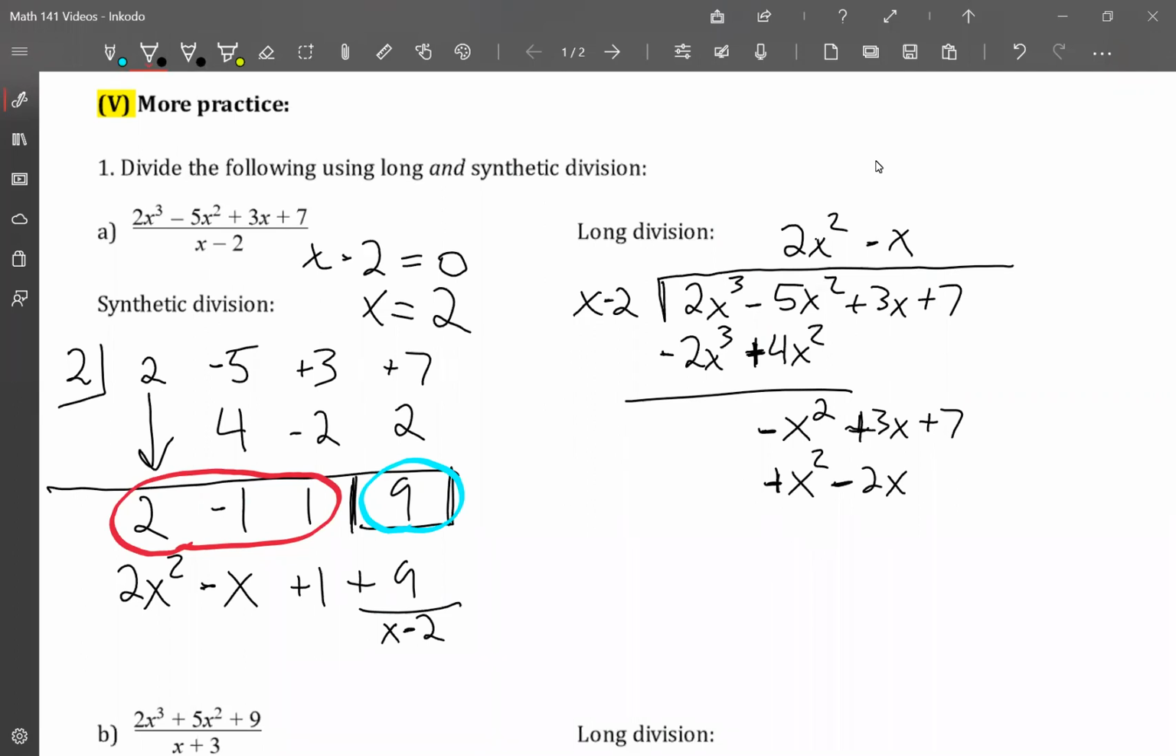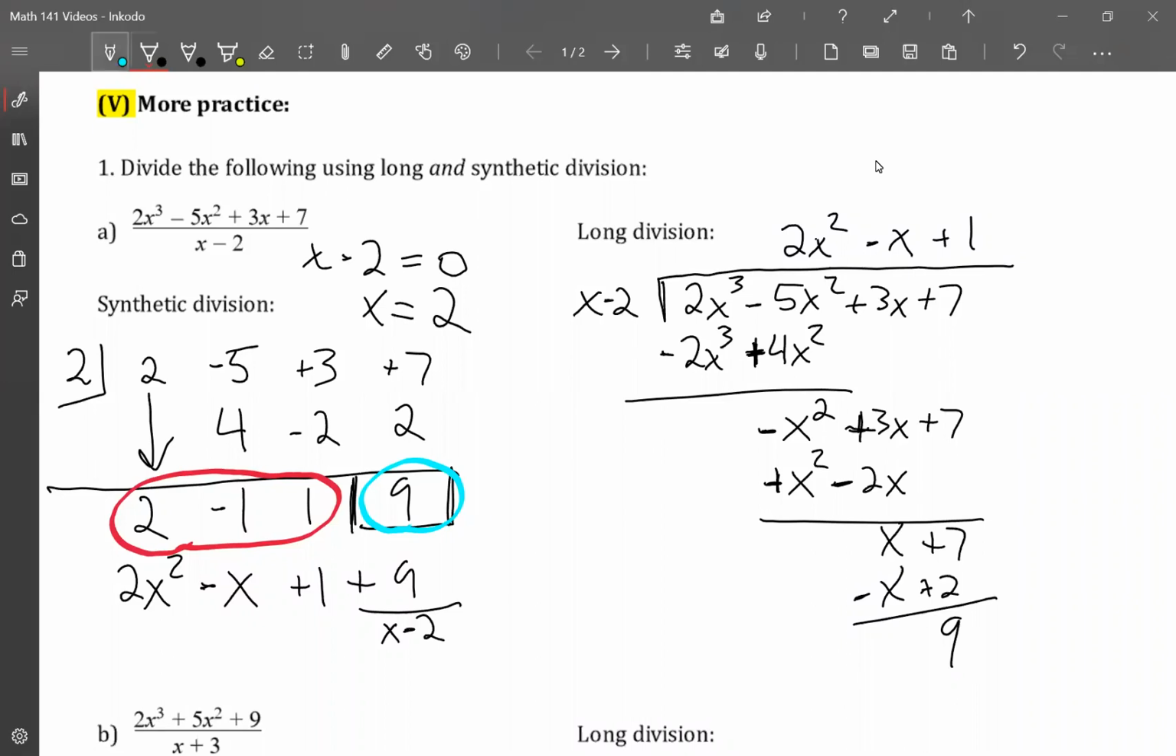Negative x squared plus x squared, 0. Positive 3x minus 2x is x. And we bring down the 7, and we have plus 7. And what do you multiply x by to get x? Just 1, positive 1. X times 1 is x. Negative 2 times 1 is negative 2. And we combine. Distribute in the negative. You have negative x, positive 2. X minus x is 0. Positive 7 plus positive 2 is 9.